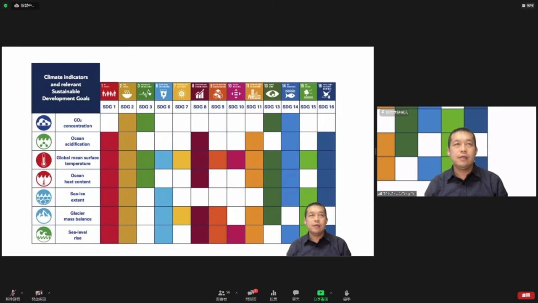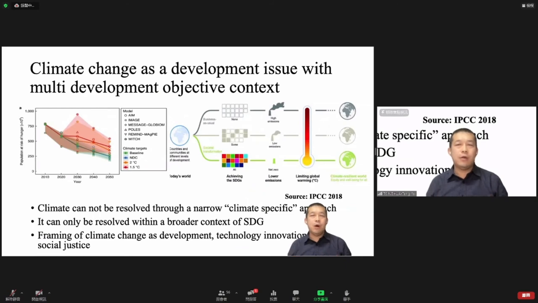You can see that generally climate change impacts almost all SDG goals, if not all of them, but most of them. And this is important because climate change has been framed largely as a development issue with multiple development objectives. Why is this? Because scientific studies show that the climate challenge cannot be resolved through a narrow, climate-specific approach, right? Because climate has huge impact on other important social development objectives. So if you want to resolve climate change, you must consider it within a broader context of social and economic development.